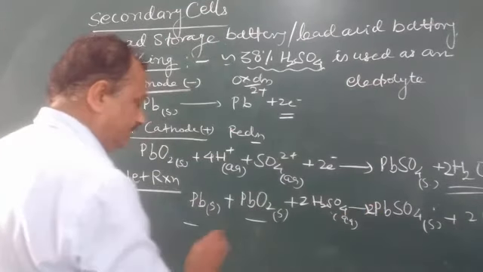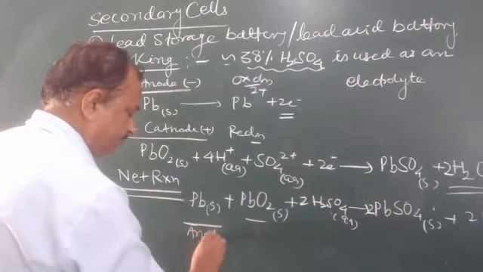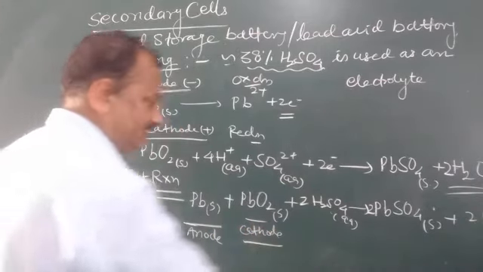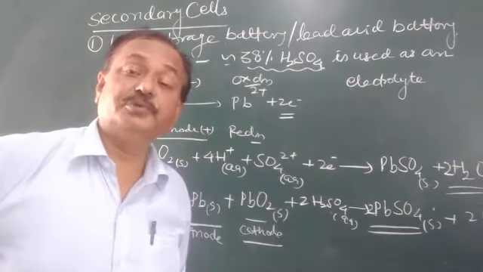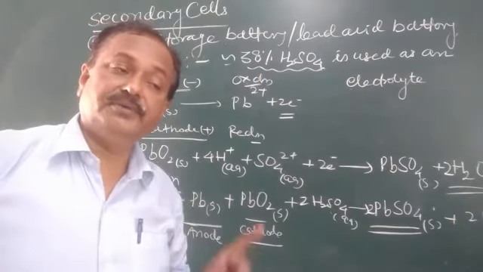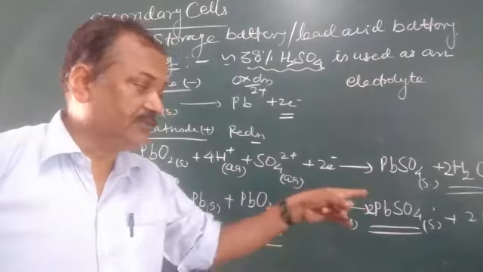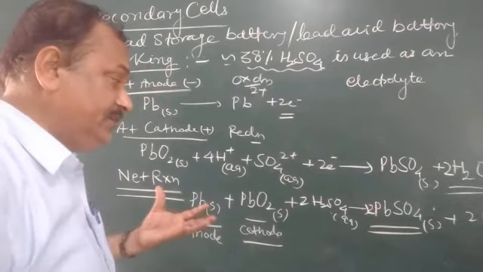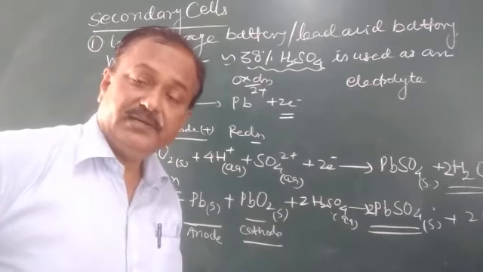Now you have to see that this is the net reaction, this is the anode, this is the cathode. So lead sulfate is formed, lead sulfate is produced in the reaction, and when we draw current from the battery, it becomes weaker because of the formation of water. The electrolyte becomes dilute, and so the capacity of the battery becomes weak. So we have to charge the battery. Now see next.